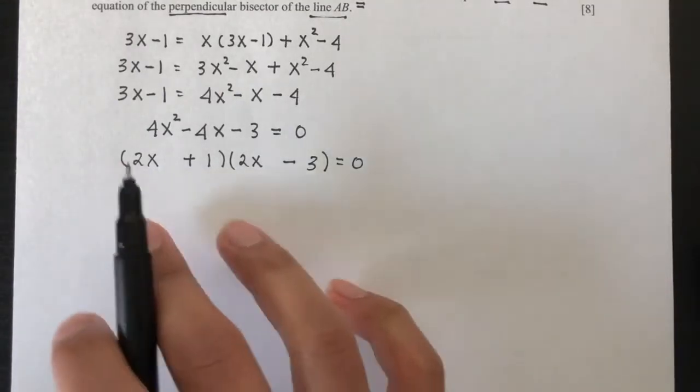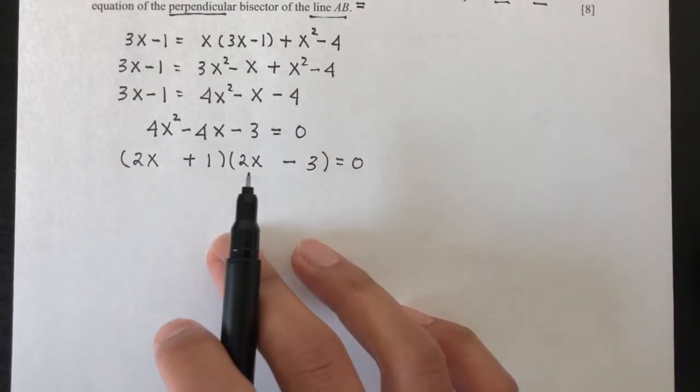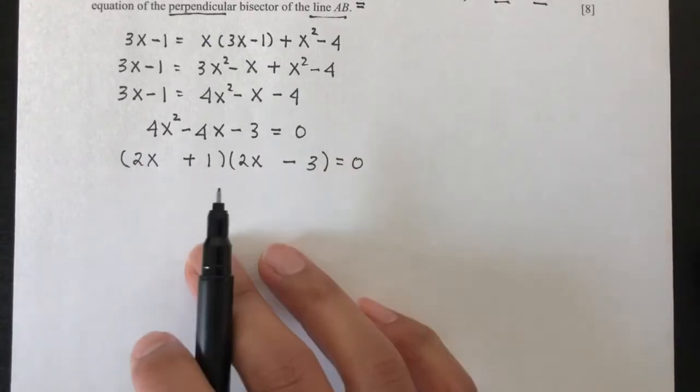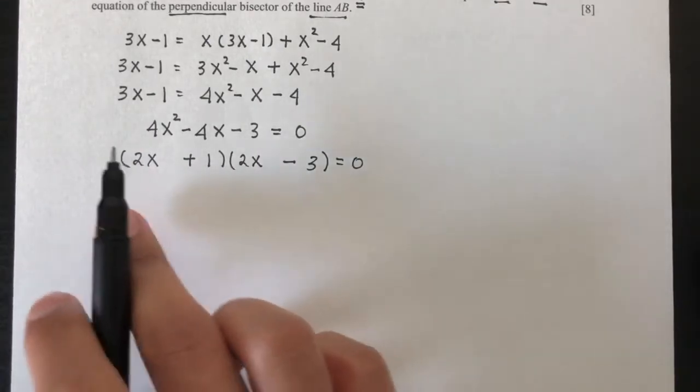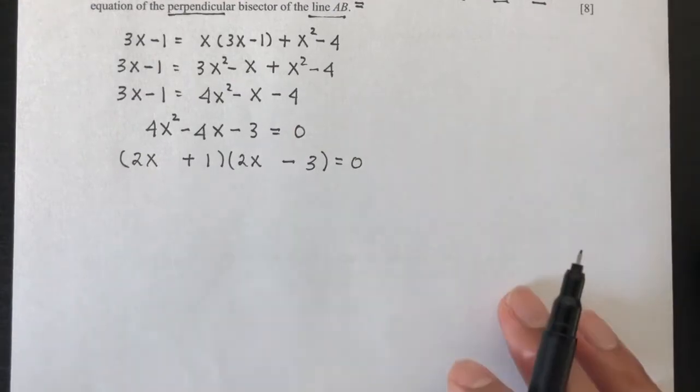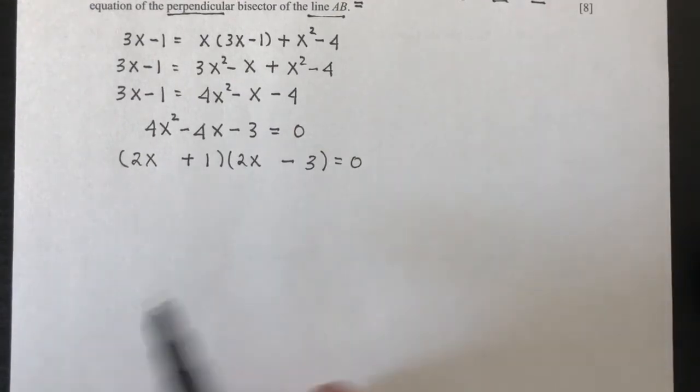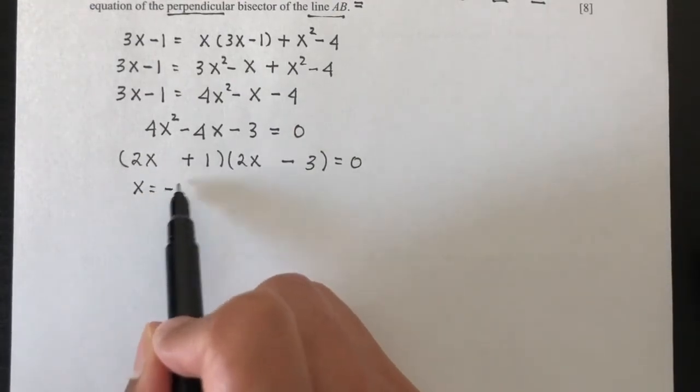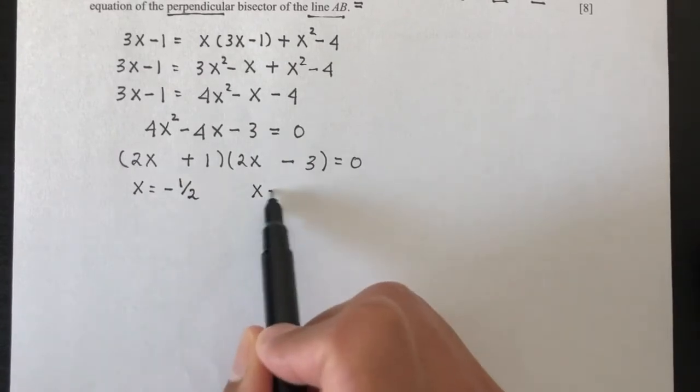If you don't know how to do factorization, you can always revert back to your formula. You're guaranteed to find an answer. If you don't know how to factorize something, just use the formula, you will find your answers of x, okay? Now x is equal to minus 1 over 2, x is equal to 3 over 2.